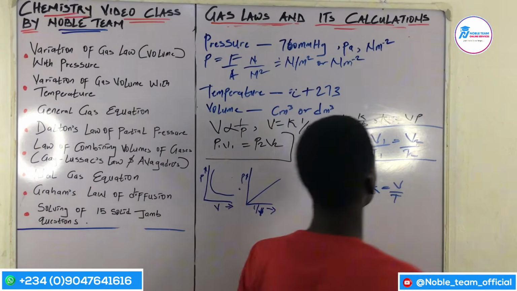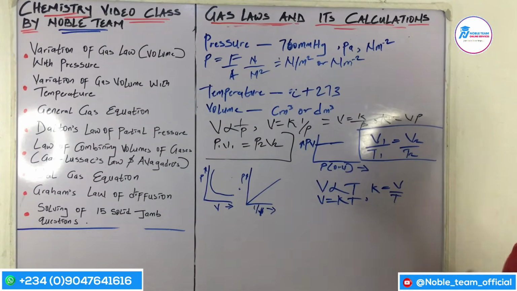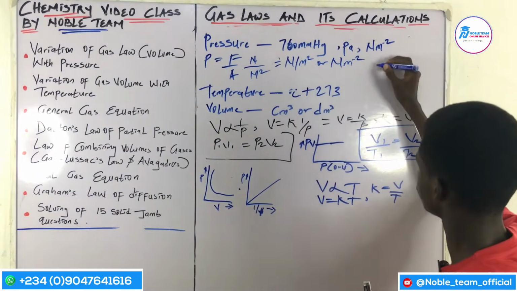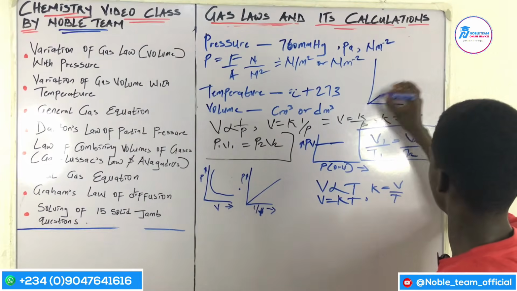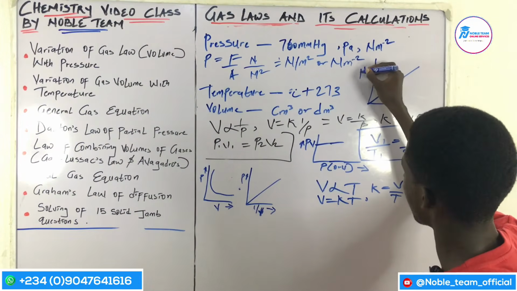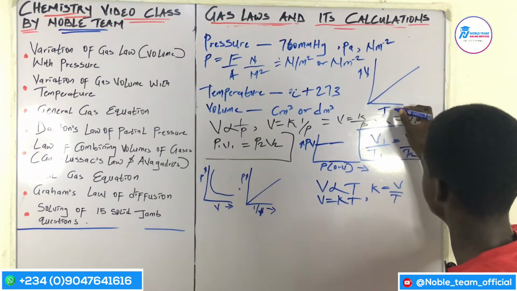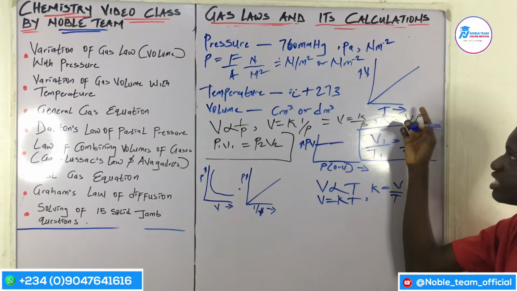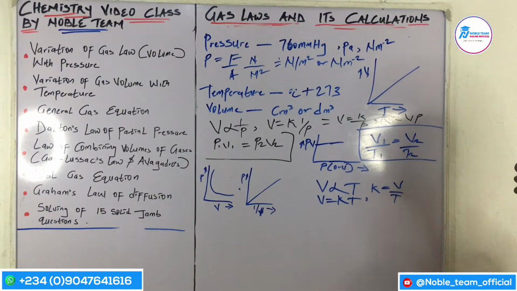So I want us to take note of the graph. Charles' law has only one graph, which is this, moving from the origin, and we have V, the arrow is moving outward. Then we have T, the arrow is moving outward. So this is the graphical representation of Charles' law.